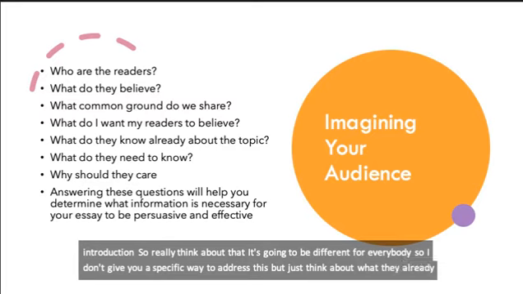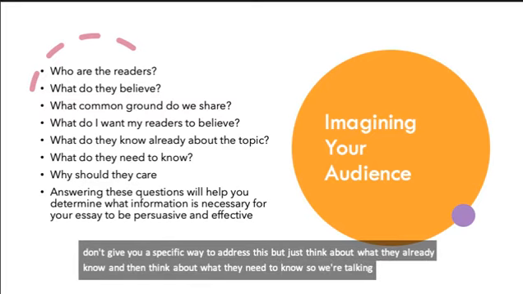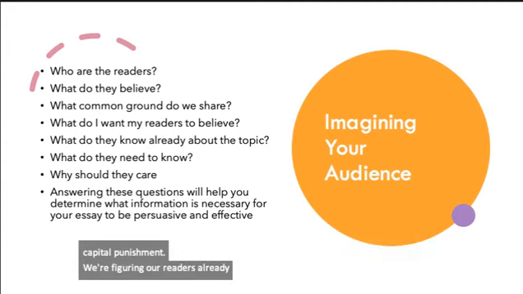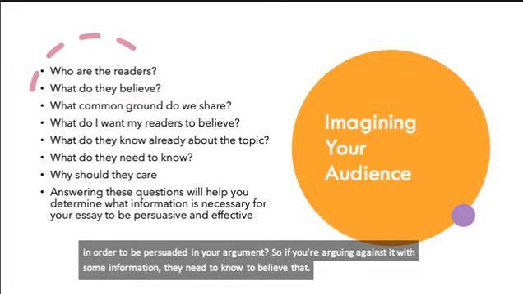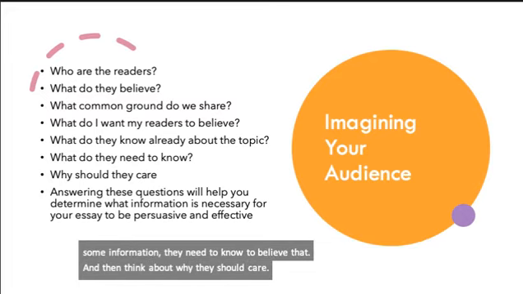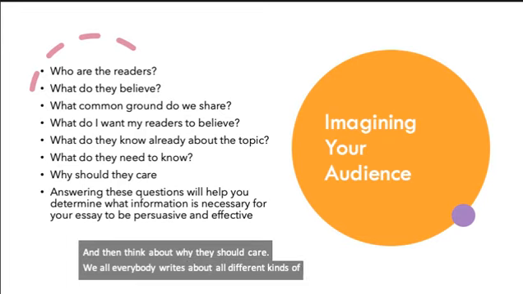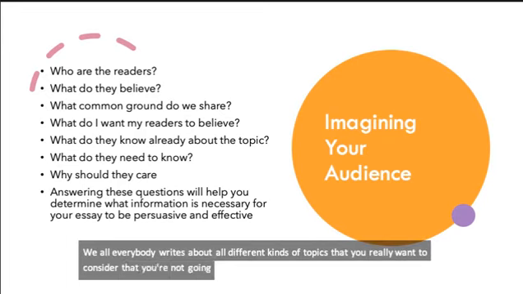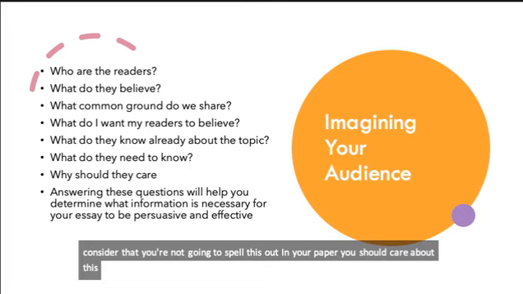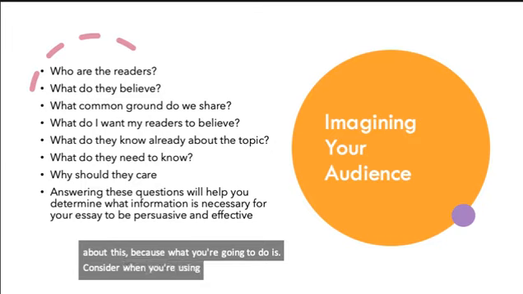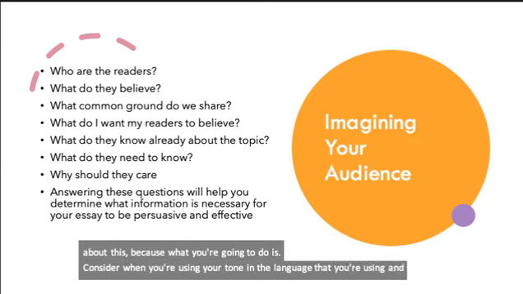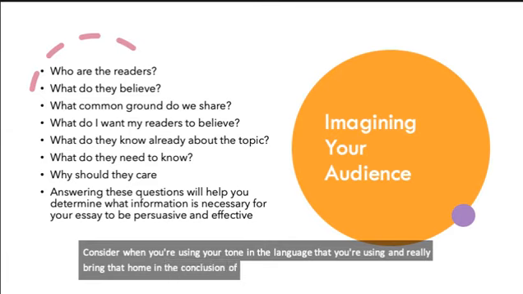And then think about what they need to know. So if we're talking about capital punishment, we're figuring our readers already know what that is. What do they need to know in order to be persuaded by your argument? If you're arguing against it, what's some information they need to know to believe that? And then think about why they should care. Everybody writes about all different kinds of topics, but you really want to consider that. You're not going to spell this out in your paper, like, 'You should care about this because.' What you're going to do is consider that when you're using your tone, in the language that you're using, and really bring that home in the conclusion of your essay, why they should care about this.